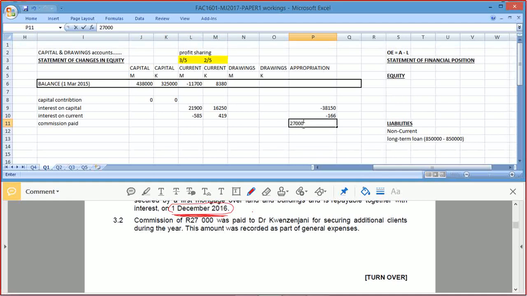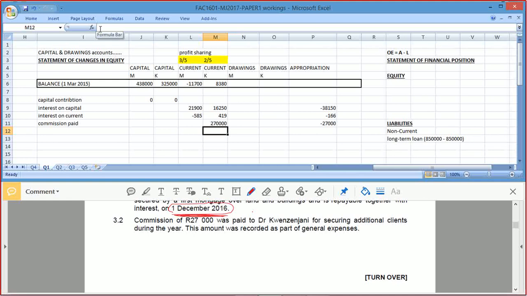27,000. Who gets the 27,000? Dr. K. Correct, Dr. K. So is that going to increase or decrease their current account? It's going to increase his current account. It's definitely going to increase their current account. They're going to be entitled to more. Got that? Yes. Okay, now what?